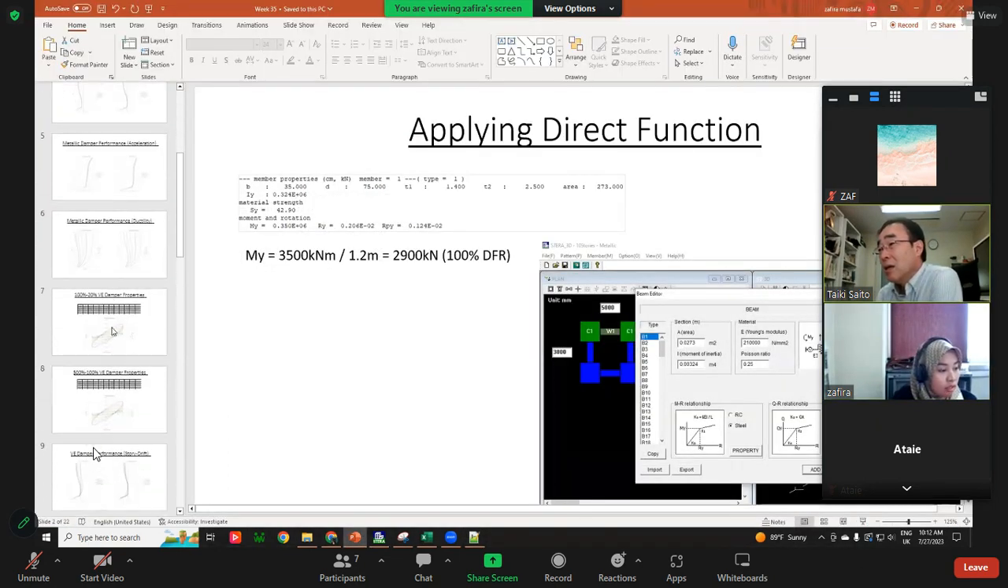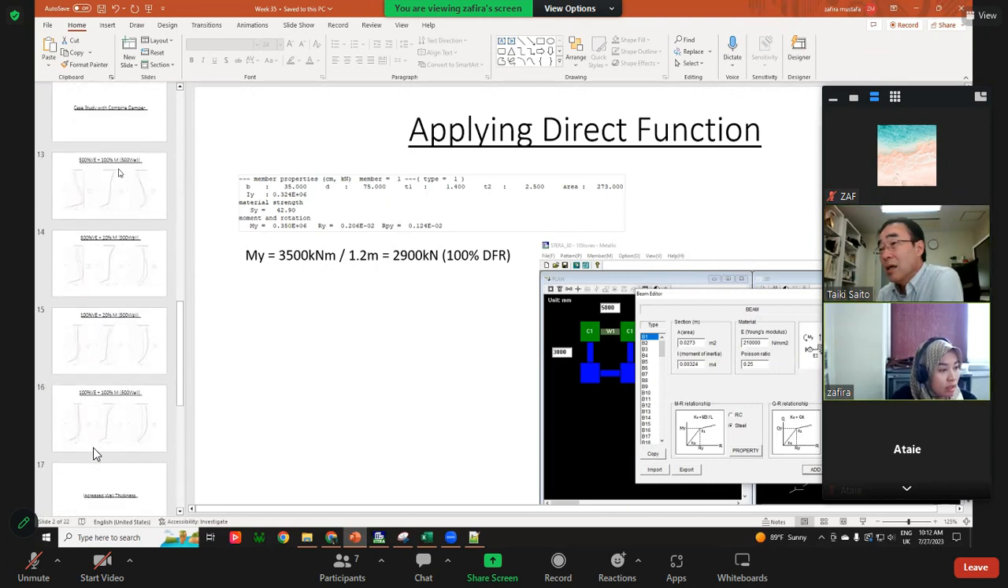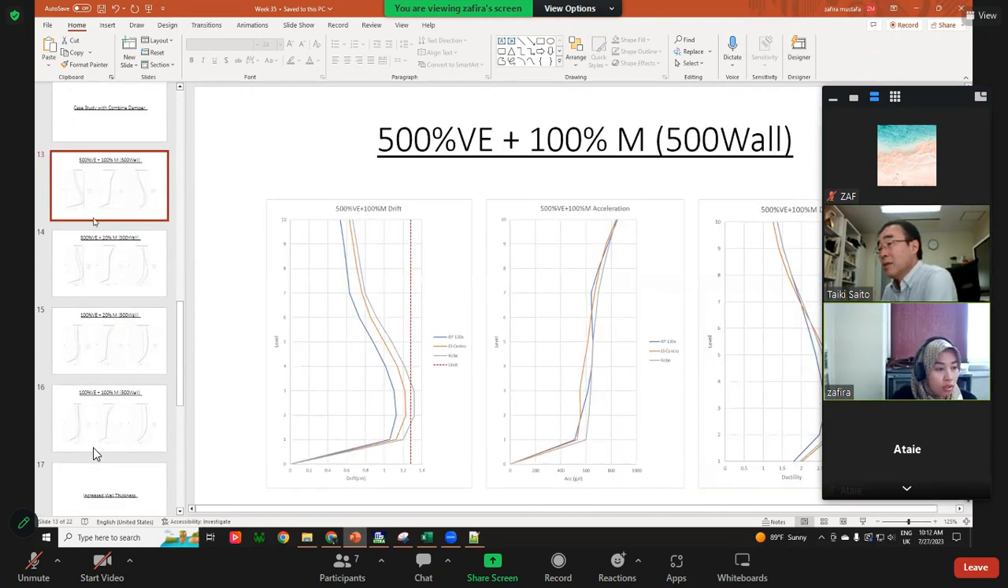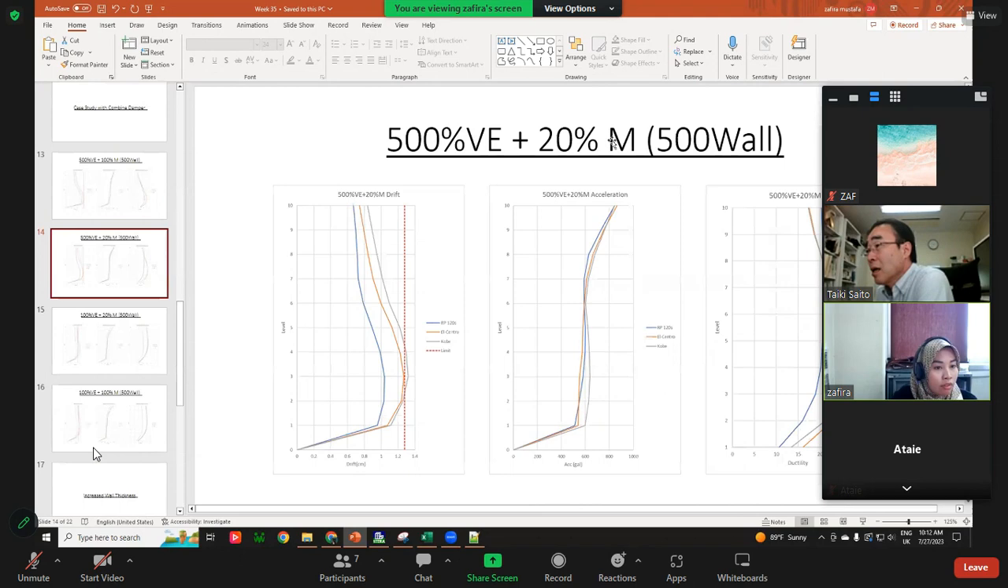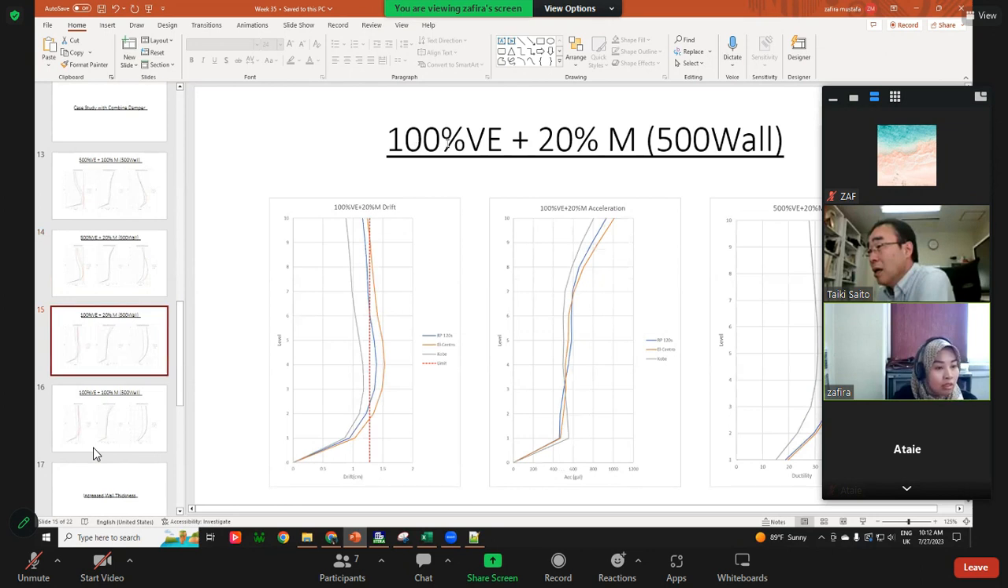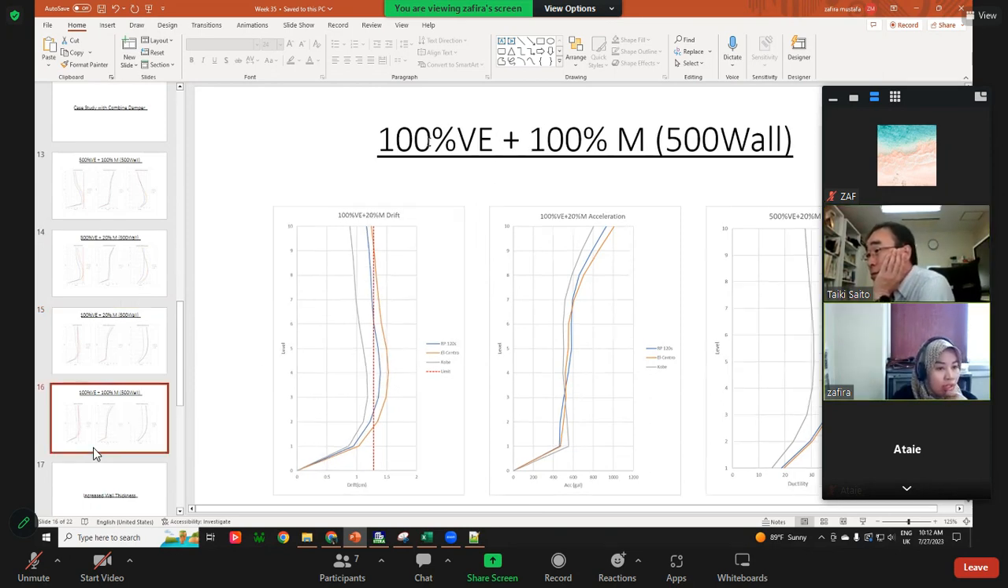And then after that, I try to combine the damper. So what happened is 500 and the lowest metallic damper. And then I also try 100% for viscoelastic and look for metallic damper. And the story drift is a bit large. And then I also try 100% viscoelastic with 100% metallic.